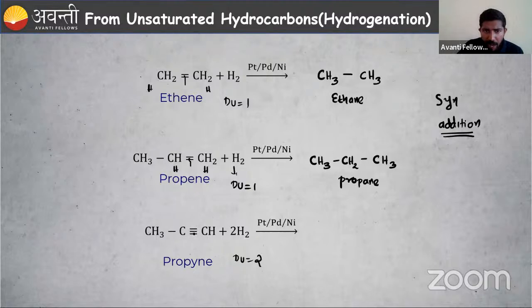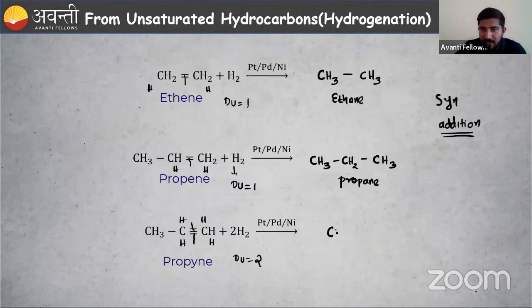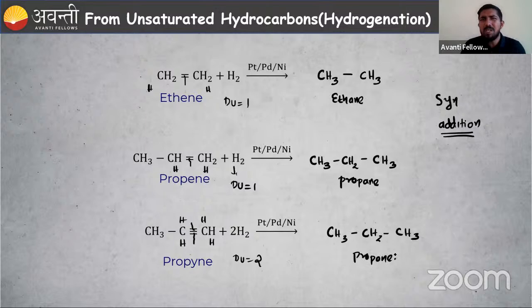I have to break this double bond also. So hydrogen, hydrogen, one more hydrogen, one more hydrogen. So what is formed here? I have to write CH3, then a CH2, then a CH3. So again, I'm getting propane. So this is a very simple reaction, the hydrogenation reaction. You have to remember, syn addition is happening. Both hydrogens come from the same side. Okay, so that is about hydrogenation.